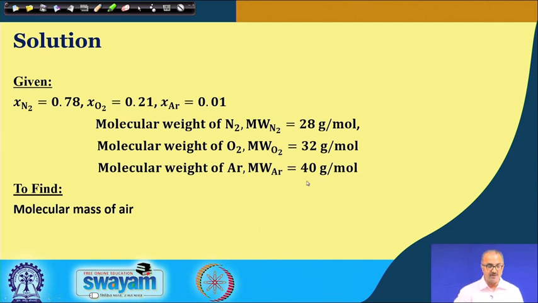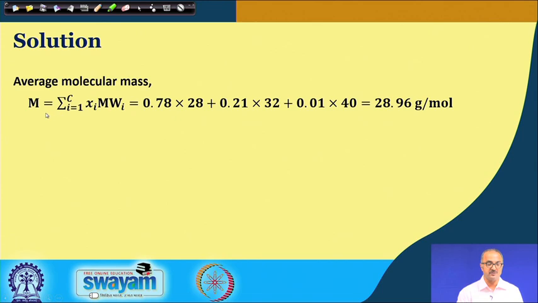Okay. So, after knowing these molecular weights and the mole fractions, we go with the formula we learnt earlier, that we take a summation of the product of the mole fraction and the molecular weight of each of the components. So, 0.78 into 28 plus 0.21 into 32 plus 0.01 into 40, and when we do this addition we get 28.96, that means about 29, and this is a value which we often use to represent the molecular weight of air as 29 gram per mole.